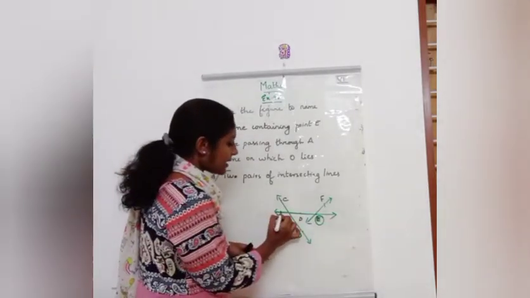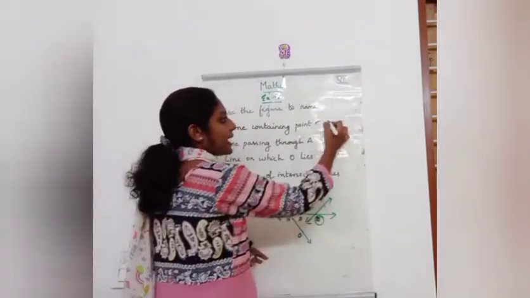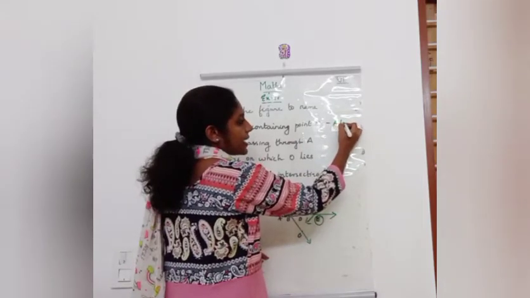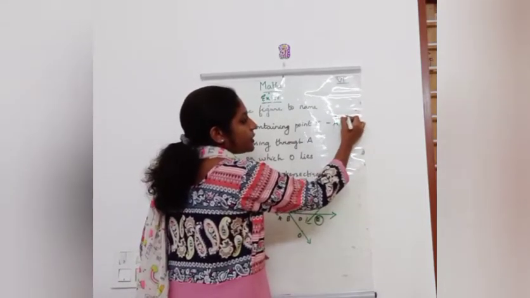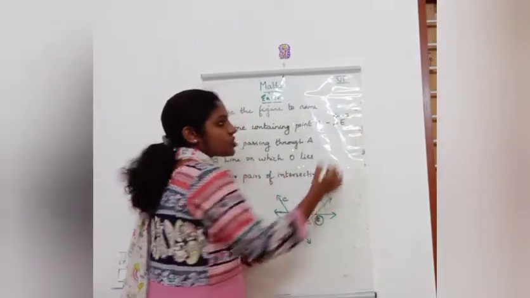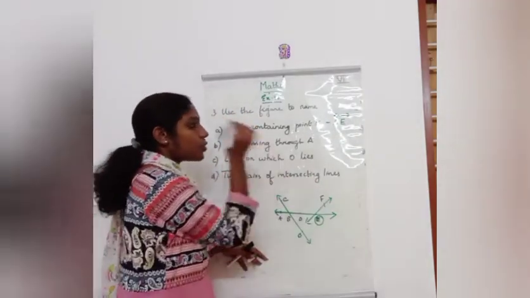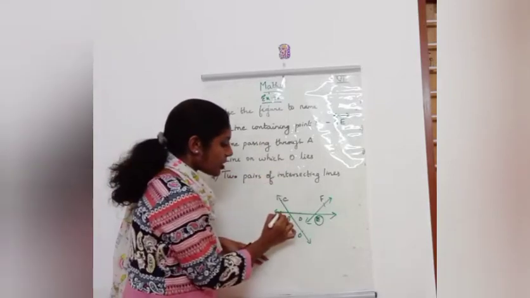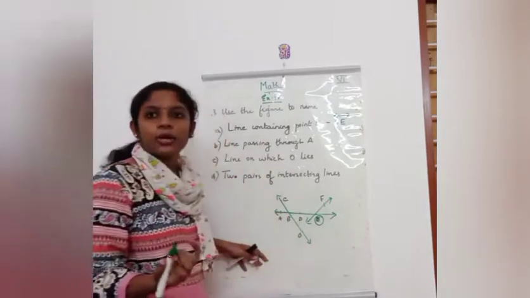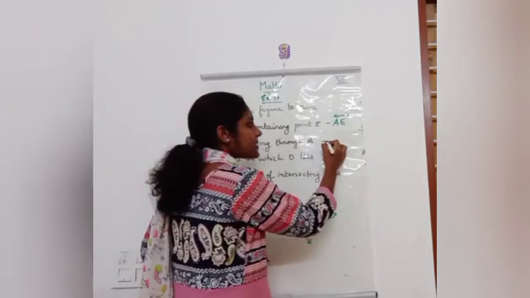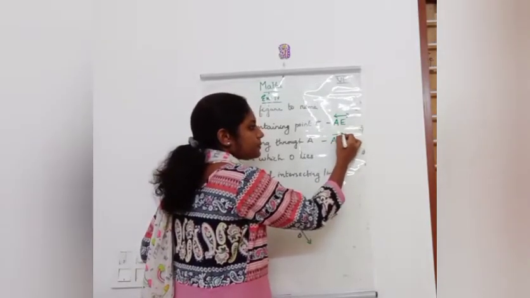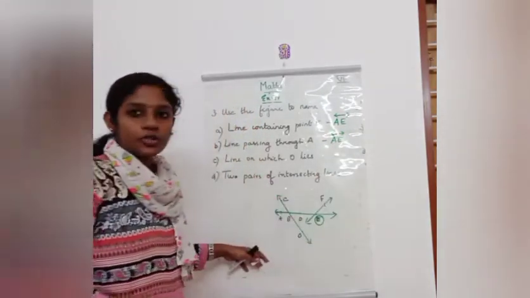Those who have your textbook, look at your textbook. So here the line containing point E is AE. So AE is a line containing point E, and you have to label the line. Put two arrows and label it. Okay, so that is clear. Line passing through A: the line AE is a line which passes through point A. So the same answer, AE. Okay, so don't forget to label.